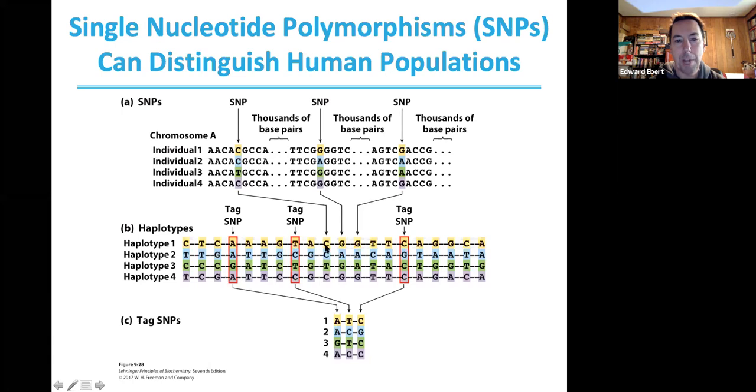We can come up with different haplotypes. Haplotype 1 at these sites of polymorphisms would have an ATC sequence. Haplotype 2 would have an ACG sequence. Haplotype 3 has a GTC sequence. And haplotype 4, so we can see this over time. We can tag these different single nucleotide polymorphisms. If we keep track of lots of these, we can track the evolution of peoples over long distances of time.